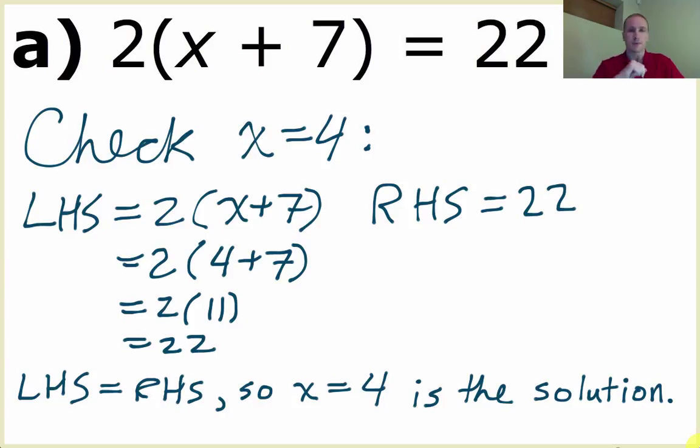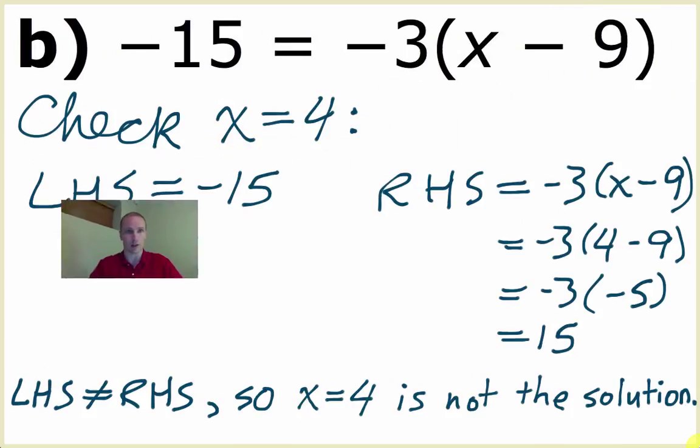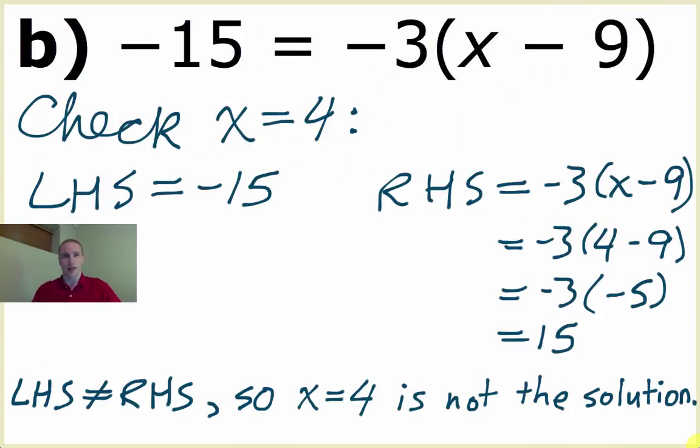Okay, so at this point, you should be ready. You should have done B, C, and D on your own, and you're just making sure that you've done those right. So here is what part B should look like. Checking x equals 4, the left-hand side is -15, the right-hand side is -3x minus 9, replacing x with 4 and calculating. Left-hand side and right-hand side are not equal to each other, so this is not the correct solution for this particular equation.